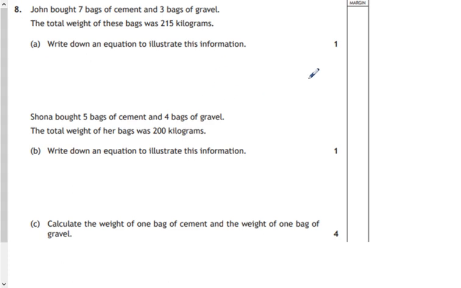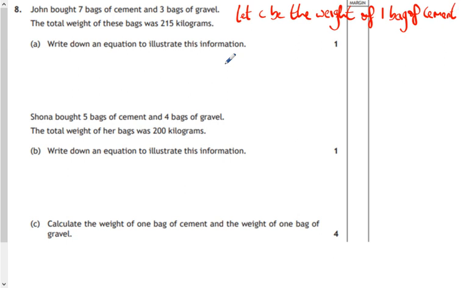Okay. Simultaneous equations. John bought 7 bags of cement and 3 bags of gravel. The total weight of these bags is 215 kilograms. Write down an equation to illustrate this information. So to start with, I'm going to say let C be the weight of 1 bag of cement. Setting up my variables here. Let G be the weight of 1 bag of gravel.